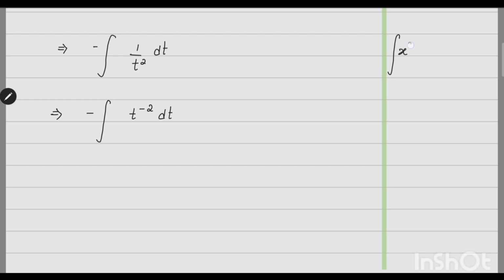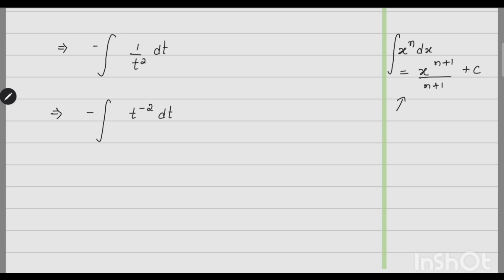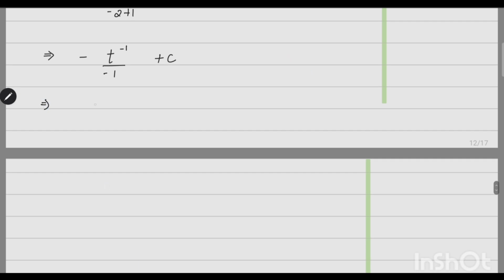Now we know the formula: the integral of x to the power n with respect to x is equal to x to the power n plus 1 divided by n plus 1, plus c. We cannot apply this formula when n is equal to minus 1, so we write n not equal to minus 1. We don't have minus 1, we have minus 2, so we can apply it now. This will be minus of t to the power minus 2 plus 1 divided by minus 2 plus 1, plus c. So minus of t to the power minus 1 by minus 1 plus c. Minus times minus is plus, so t to the power minus 1 plus c, which is 1 by t plus c. So this implies 1 divided by 1 minus tan x plus c.